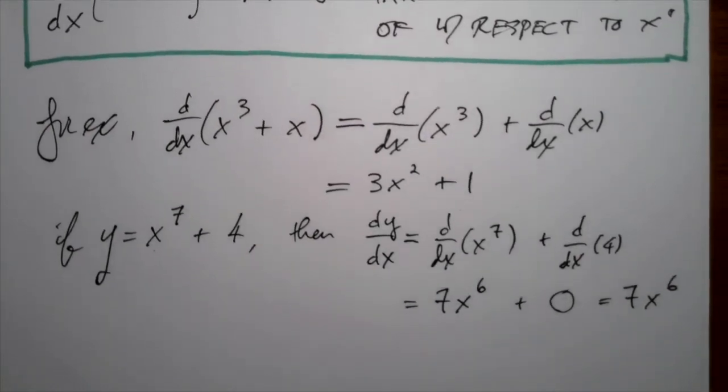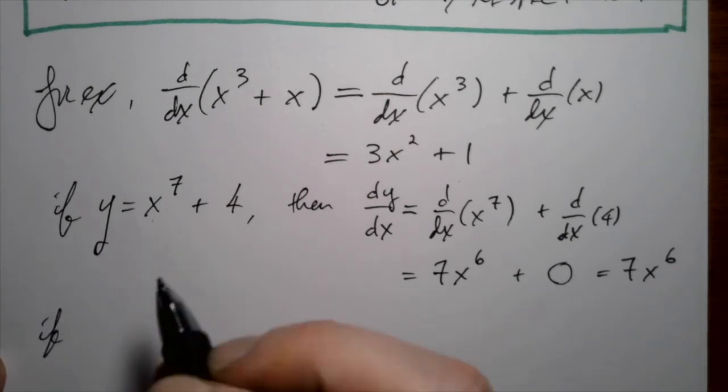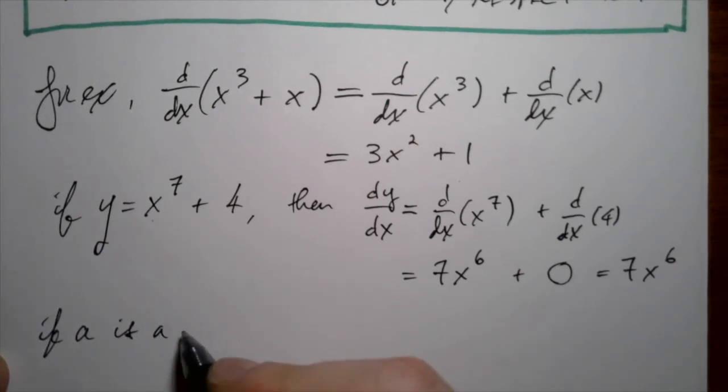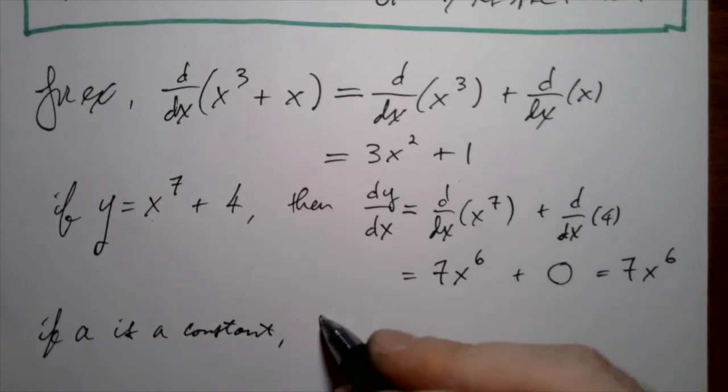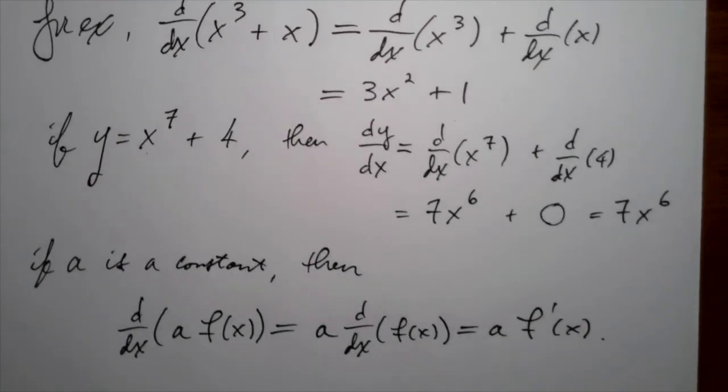Alright, and now there's one more rule that we need here, which is that the derivative respects constants. So if a is a constant, it's just some number, then the derivative of that constant a times any function will just be a times the derivative of that function. Or in the more usual notation, a times f prime of x.